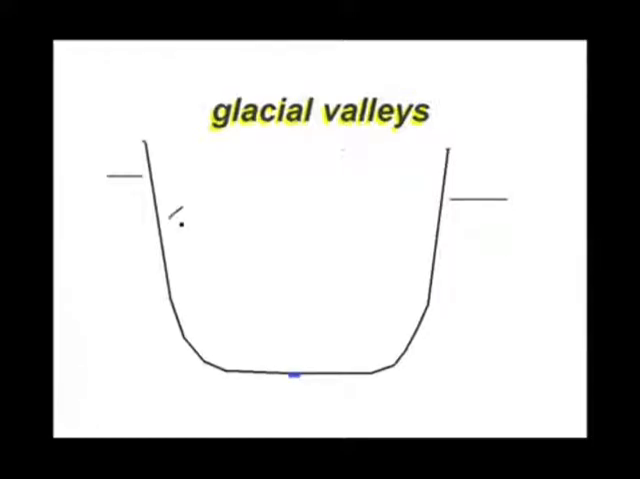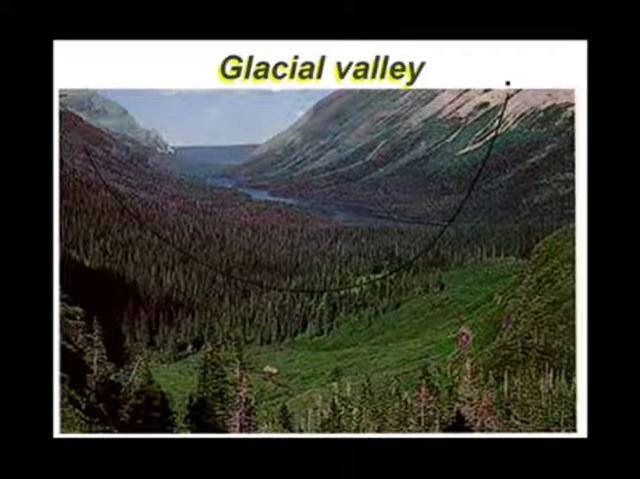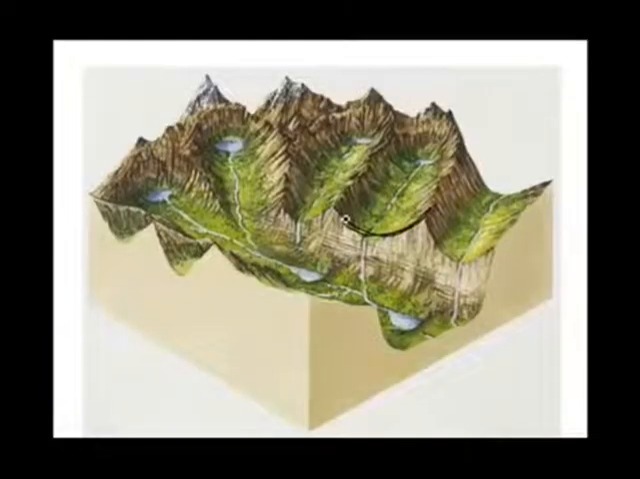Look how steep the sides are. Look how deep it is. So here we have a nice, broad, U-shaped glacial valley. You can see they're mighty pretty. Here's another one. Here's a glacial valley, but it's hanging high above the main glacial trough.